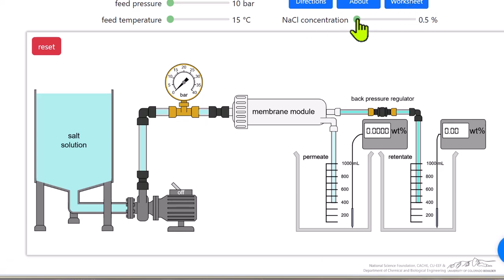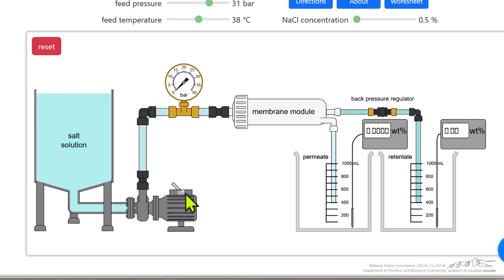I can change the salt concentration in the tank before I start. Likewise, I can change the feed pressure. Higher feed pressure, we expect more water to go through the membrane. We can change the feed temperature. It has a lesser effect on the system. When we want to start over again and refill the tank with a different salt solution, we click reset.